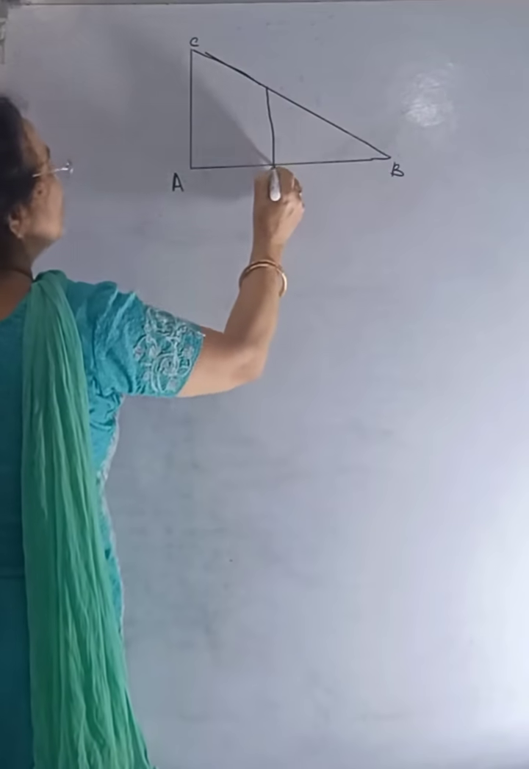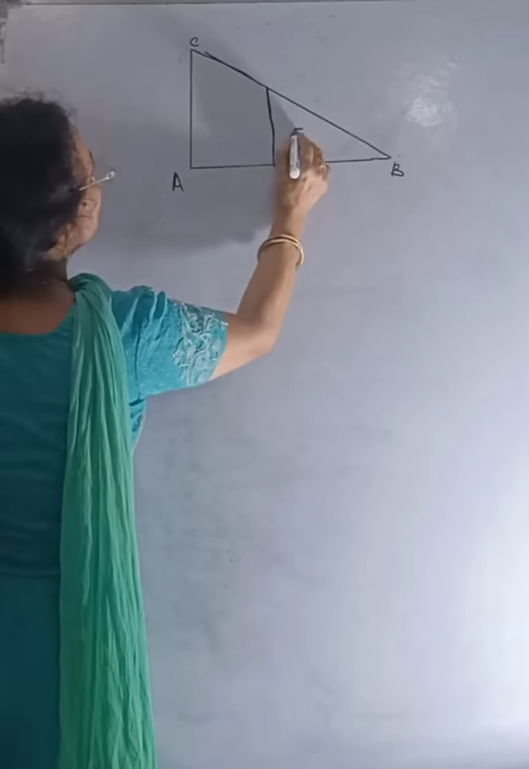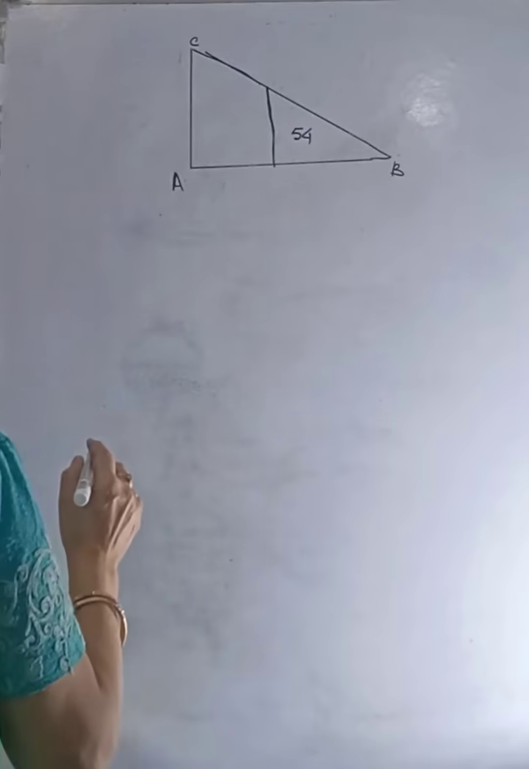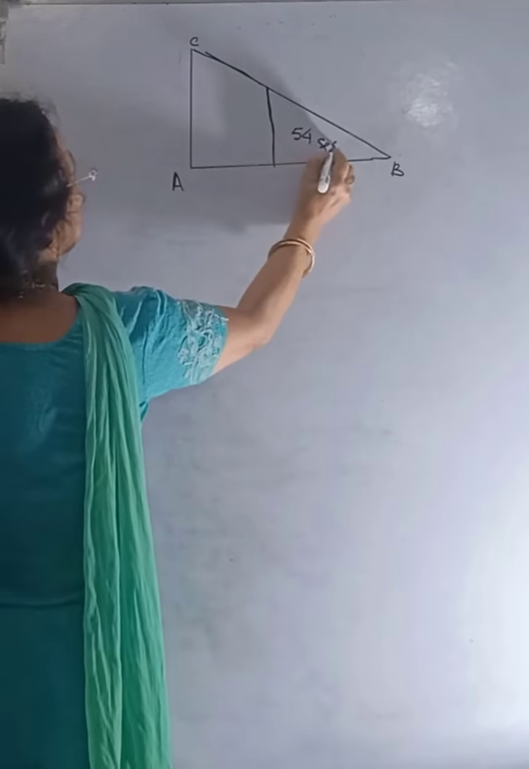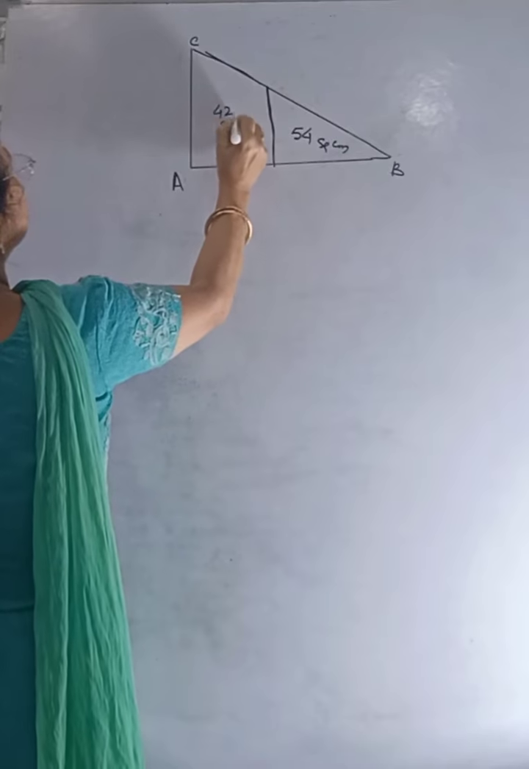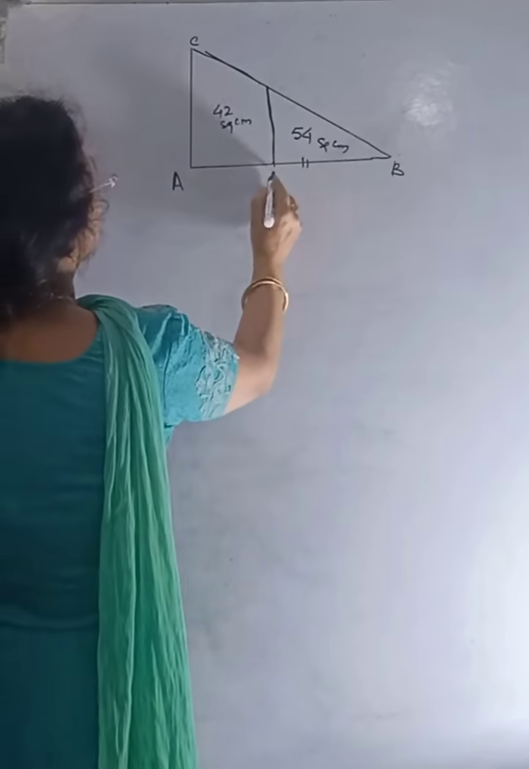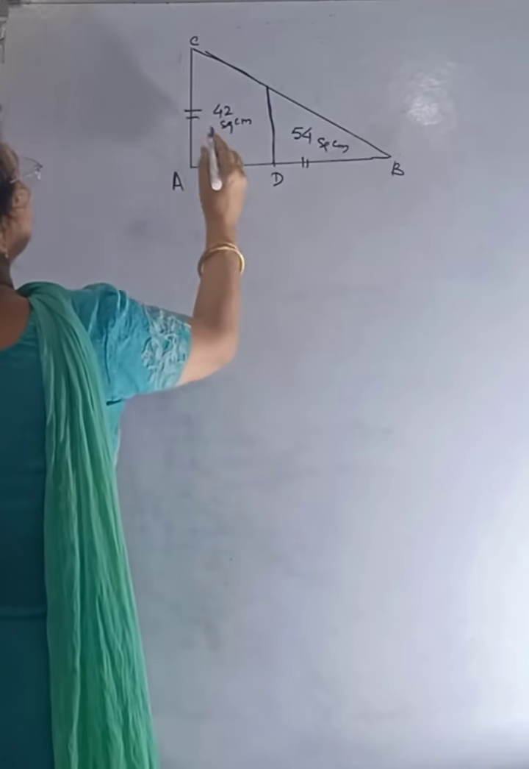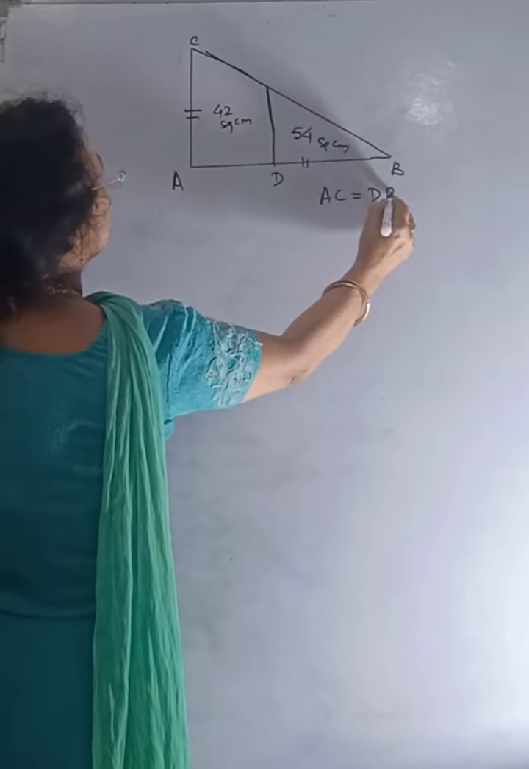this is the perpendicular drop from this point to that. The area of this is 54. Okay? The area of this is 54 square centimeter. And the area of this is 42 square centimeter. This length, let us suppose this point is D, is equal to this. It means we are given that AC is equal to DB.